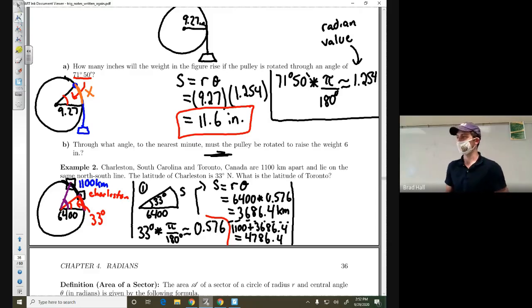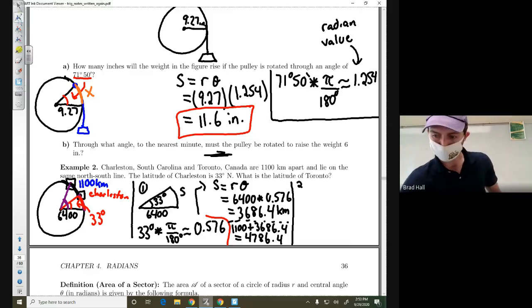This gives us the total arc length. So this actually tells us the distance from the equator on the same north-south line to Toronto. It gives us that whole entire arc length, because originally the 1,100 was only the distance from Charleston to Toronto. But now that we have the whole arc length, we can find the whole angle.